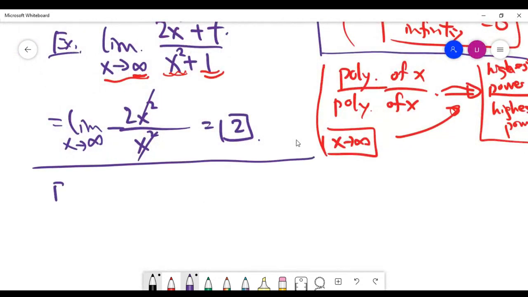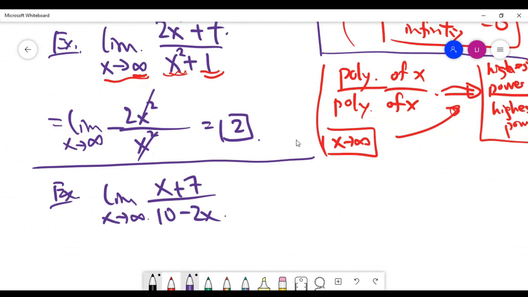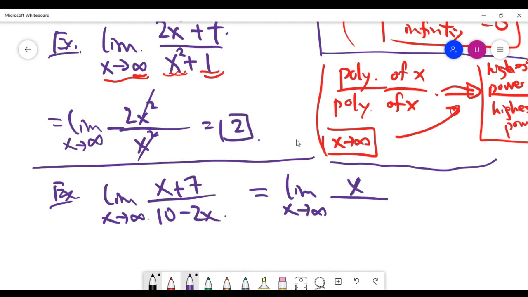Let's look at one more problem. When I take the limit as x goes to infinity for x plus 7 at the top divided by 10 minus 2x in the bottom, let's check what's happening. As I said, we just have to keep the highest power term. The highest power term at the top is x, the bottom is minus 2x, right? And x is cancelled. So we are getting this value.